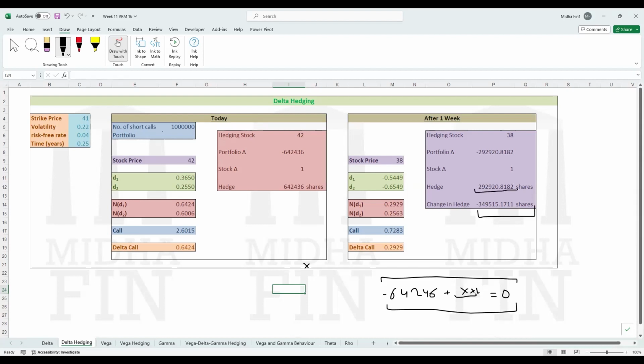Because this is your hedge. After a week, your hedge has to comprise a 292,920 long position in stocks. But how it will change over one week? This will lead to a short sale, or a shorting, or a closing off, or a selling off, whatever you call it: closing off 349,550 positions. Existing positions have to be closed out. So be very careful during the examination about what the question is actually asking.